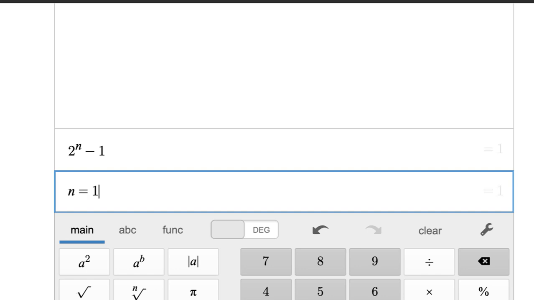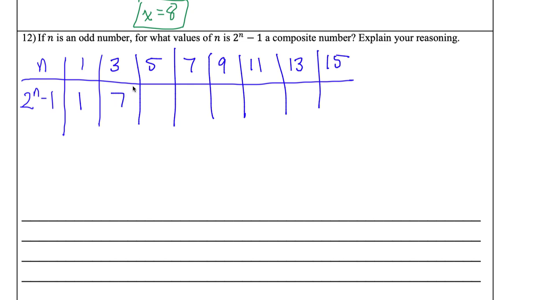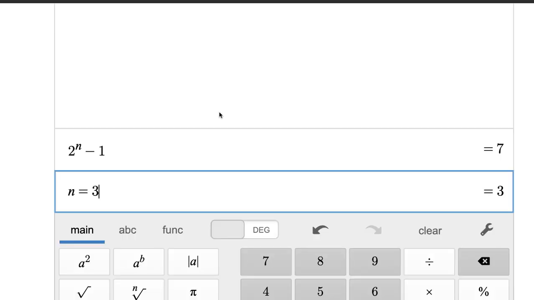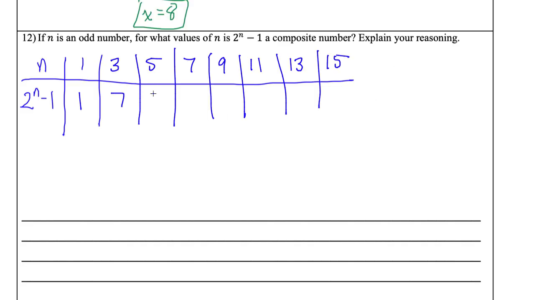Let's say n is equal to 1. Okay, 1. n is equal to 3. Oh, that turns into 7. Swap back over here. That's 7. n is equal to 5. That turns into 31. That's still a prime number. We're looking for a composite number, the opposite of a prime.